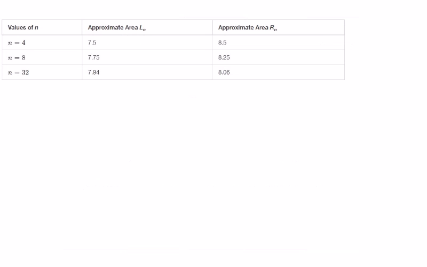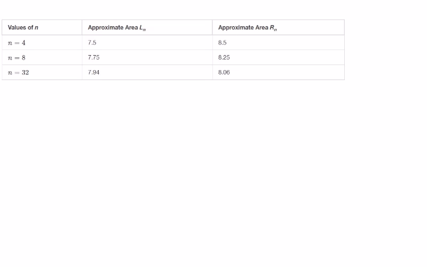And this is actually calculated for us in the book. If n is 4, we have these approximate areas for left endpoint and right endpoint. We can see 7.5, 8.5. If n is 8, we get 7.75, 8.25, so we're getting closer. And then if n is 32, 7.94, 8.06. So it looks like the area is 8, or right around 8, and we can see that as we increase n, our value gets closer and closer.